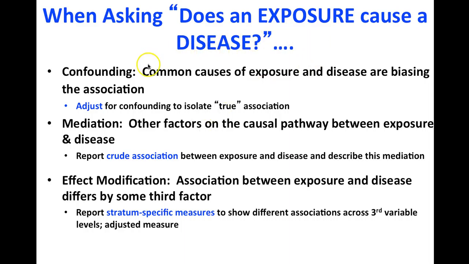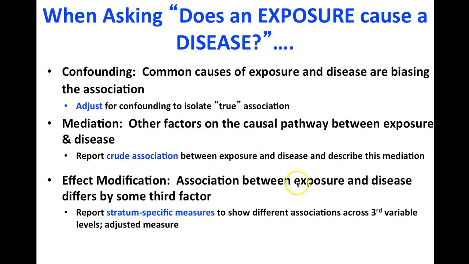So here's just a summary. Confounding is a common cause of exposure and disease. It's biasing the association, so you adjust for confounding to isolate the true association and you report the adjusted Mantel-Haenszel OR. The mediator is another factor on the causal pathway between the exposure and disease. It's caused by the exposure and then it causes the disease. It's on the causal pathway. You report the crude association.